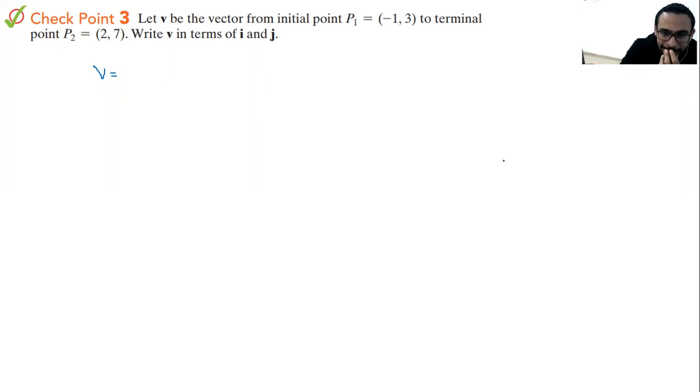Solve check point number 3. Let V be the vector from the initial point to the terminal point 2 and 7. Write V in terms of I and J in rectangular coordinates.